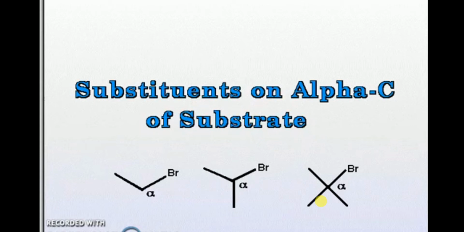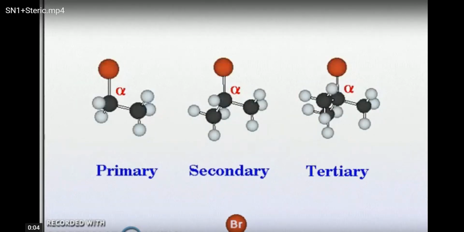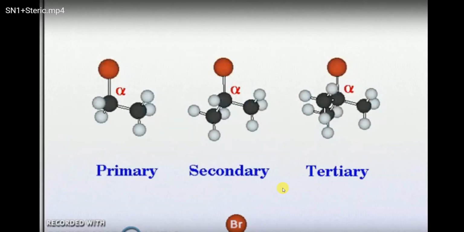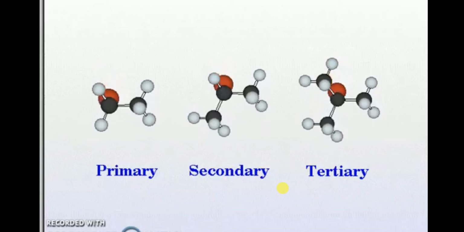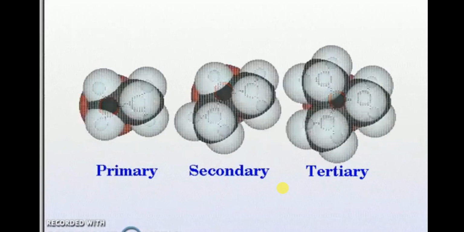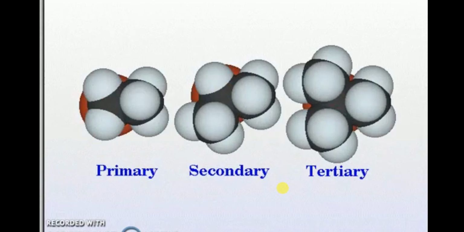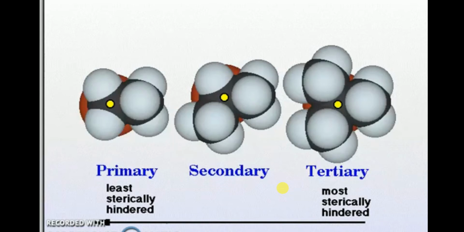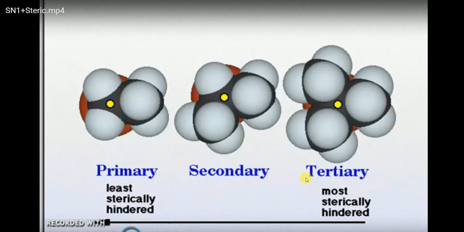There are some substituents on the alpha carbon. There are different forms of this, as you can see, on the substrate of the alpha carbon. So there are primary, secondary, and tertiary alpha carbons. It's more of a molecular view of it: the backside of the leaving group view of an approaching nucleophile. Okay, so this is important.